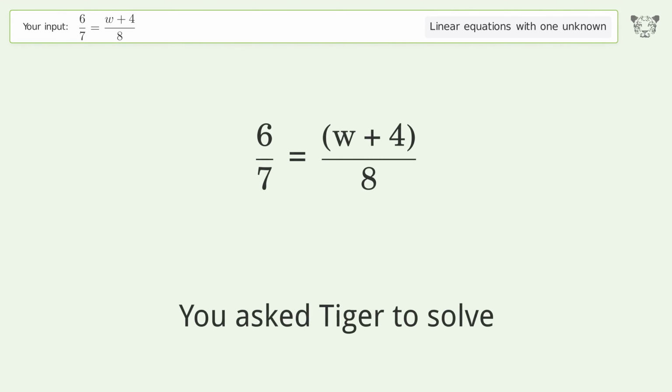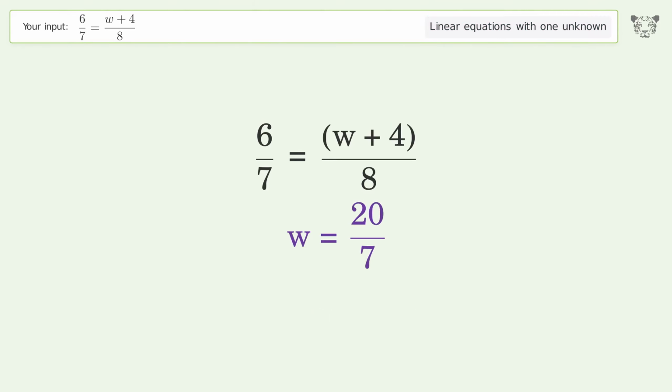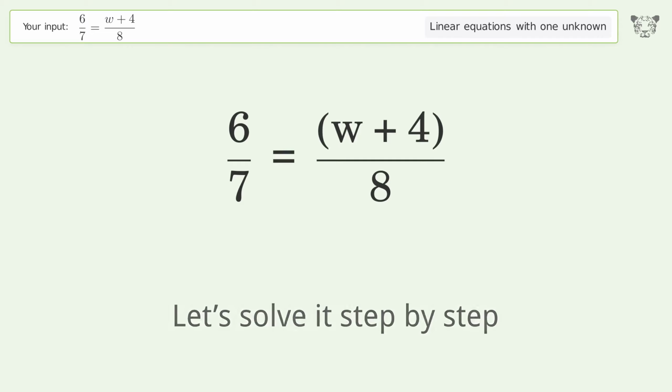You ask Tiger to solve. This deals with linear equations with one unknown. The final result is w equals 20/7. Let's solve it step by step.